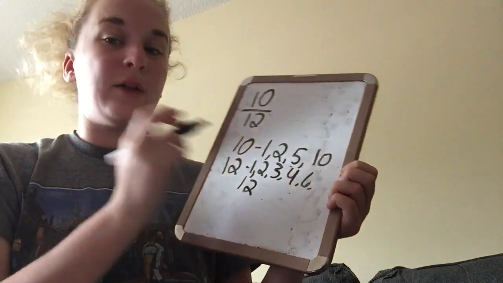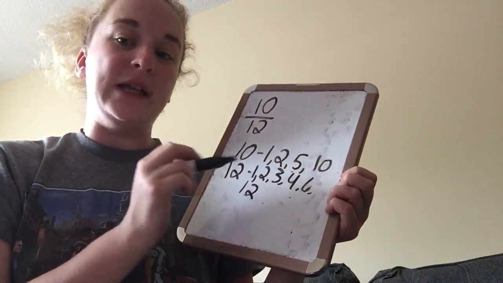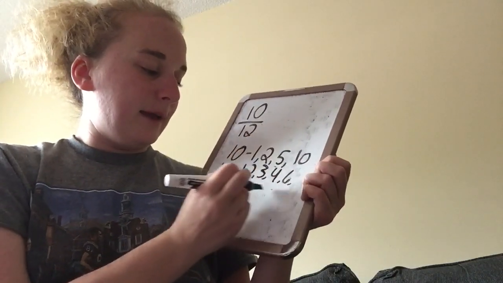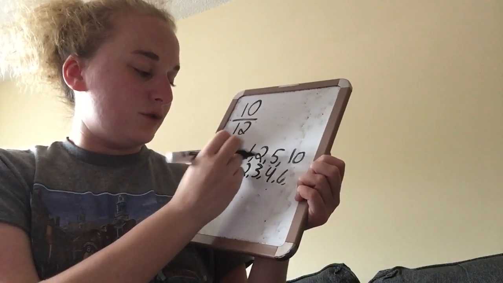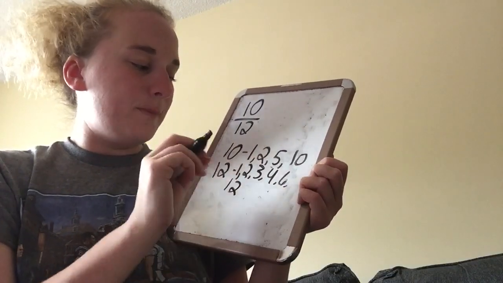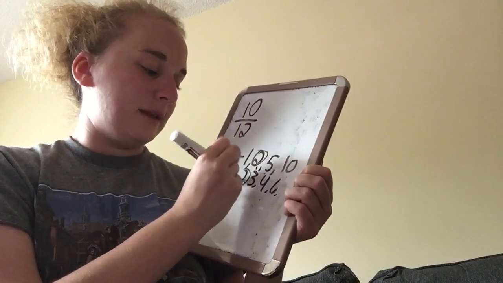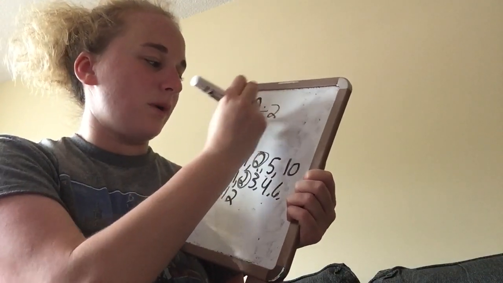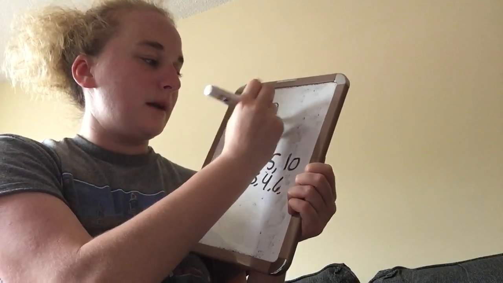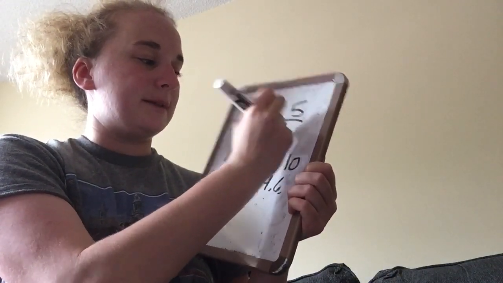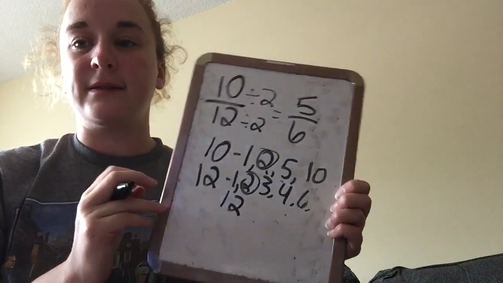I am now looking at the biggest number that these two have in common. I notice that they have 2 in common, but there are no numbers bigger than 2 that they both have in common. So I'm going to take the 2 and divide each number by 2. 10 divided by 2 is 5. 12 divided by 2 is 6. So you get 5/6.